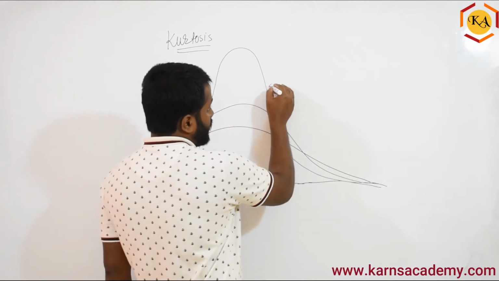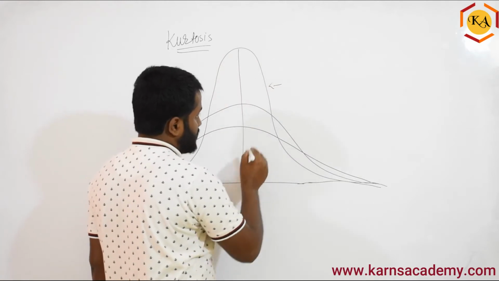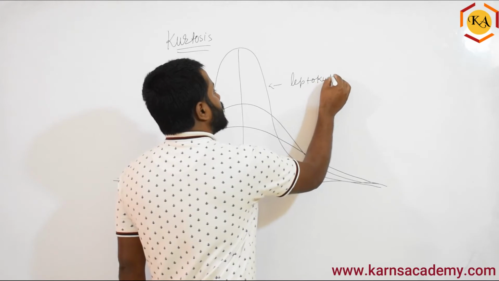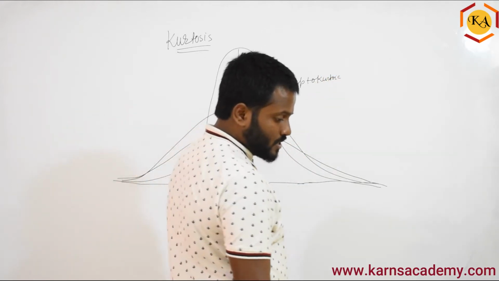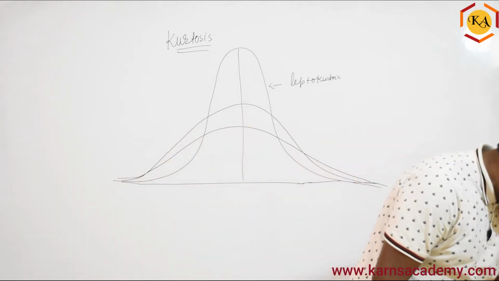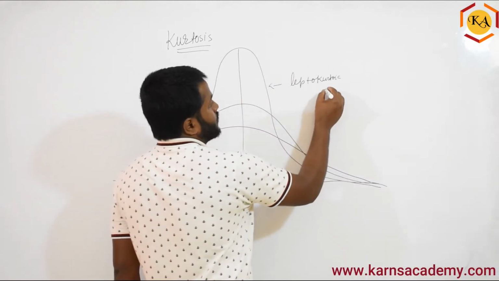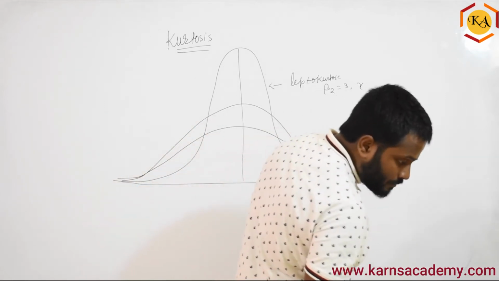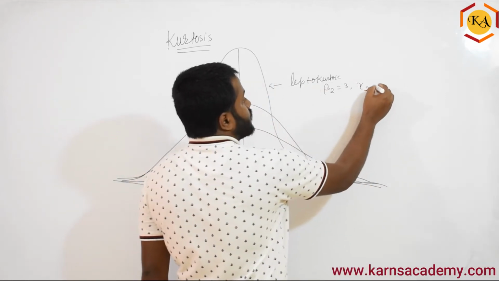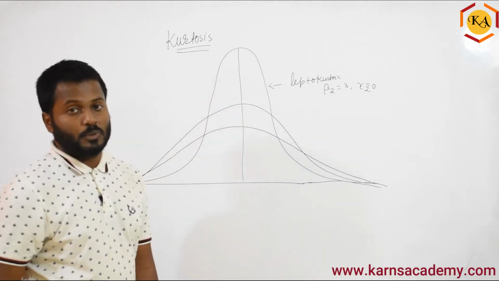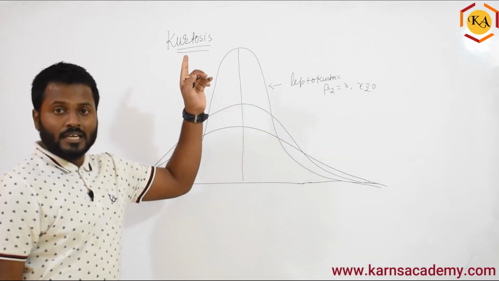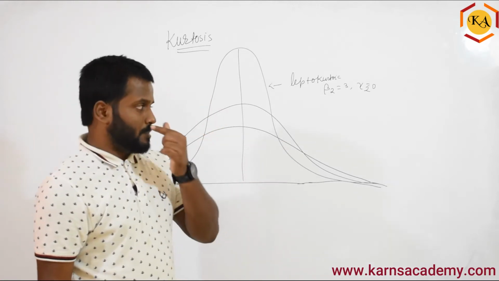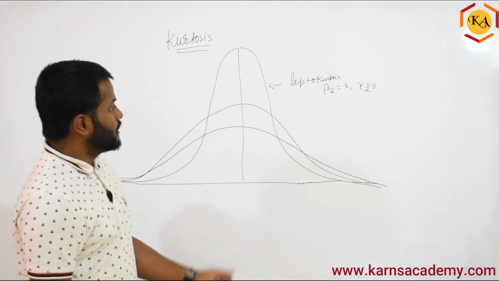The first one we call leptokurtic. In this, generally, beta 2 is equal to 3 and gamma 2 is equal to 0. So this is the condition for being leptokurtic. You know the beta 2 and gamma 2 formulas I had given. Though we don't have many problems based on this, we will see one or two problems based on that.